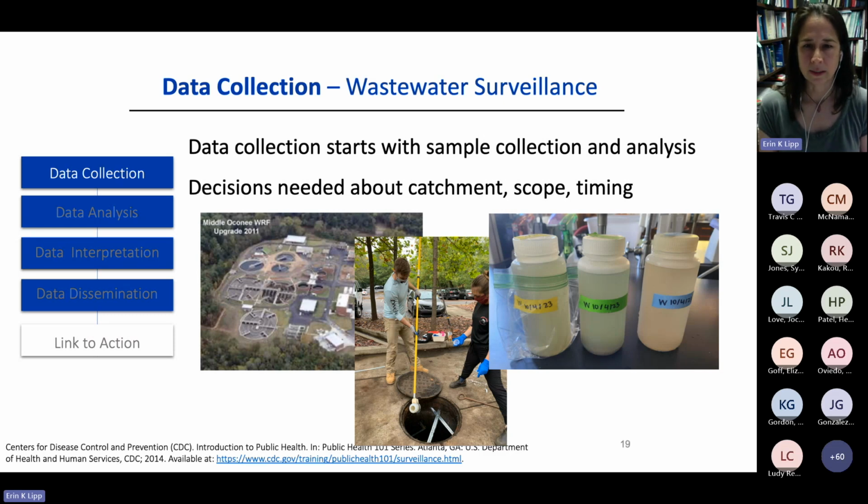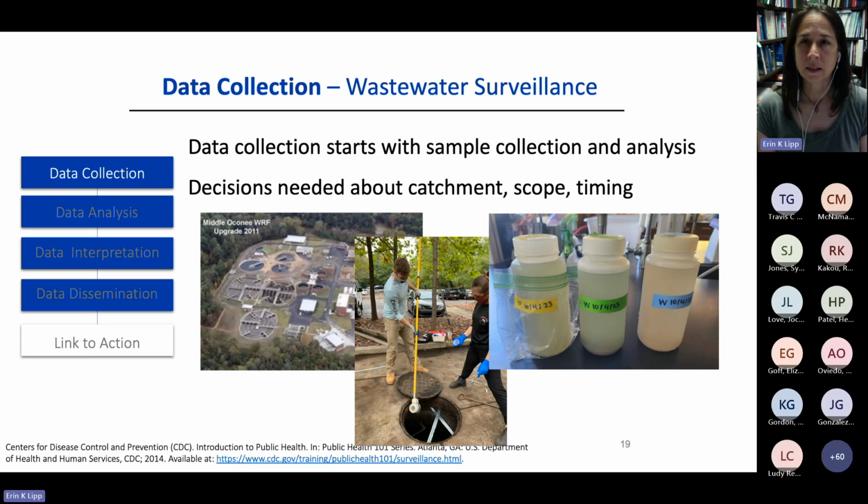You need to make a decision about your catchment. So again, usually it's at the point of the wastewater treatment plant. Sometimes, as you can see in the middle figure here, you're going into the sewer shed itself and you're taking a sample at a manhole. And then your timing. So again, with surveillance, you want to be able to have regular intervals that you're collecting sample.